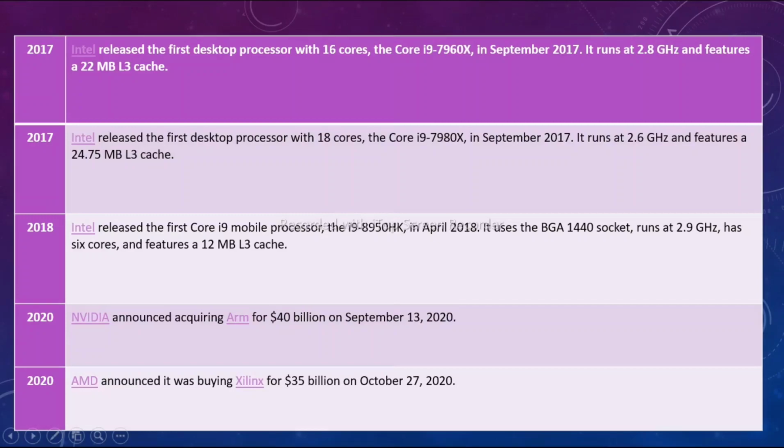In 2018, Intel released the first Core i9 mobile processor, the i9-8950HK. In April 2018, it used the BGA 1440 socket, runs at 2.9 GHz, has 6 cores, and features 12 megabytes of L3 cache. In 2020, NVIDIA announced acquiring ARM for $40 billion on September 13, 2020, and in 2020, AMD announced it was buying Xilinx for $35 billion on October 27, 2020.